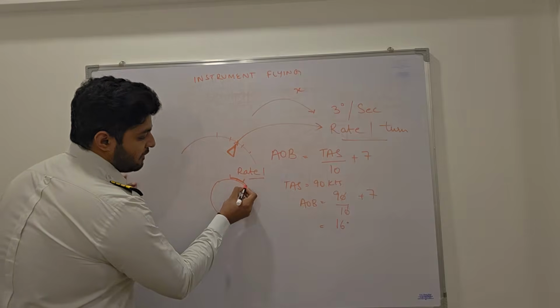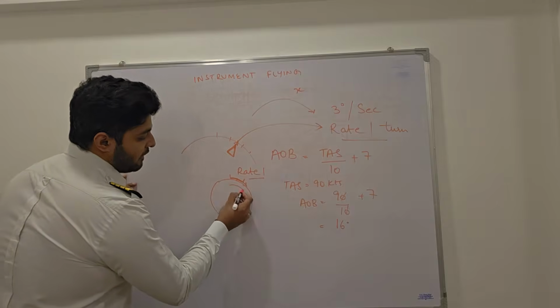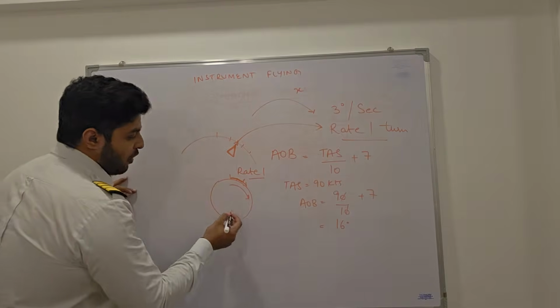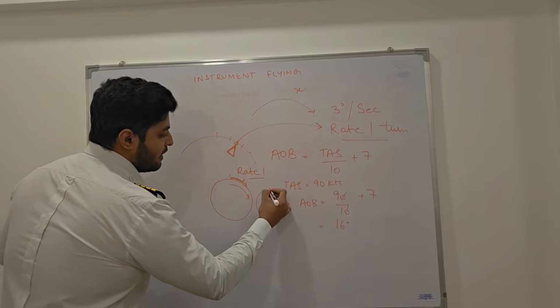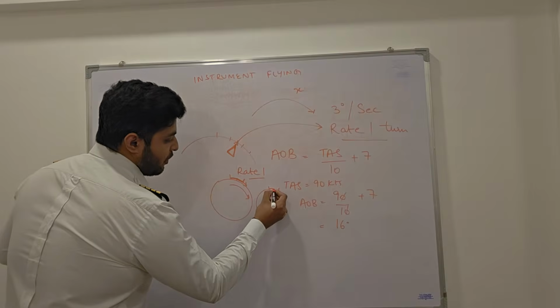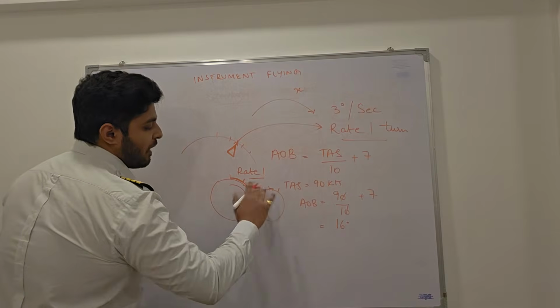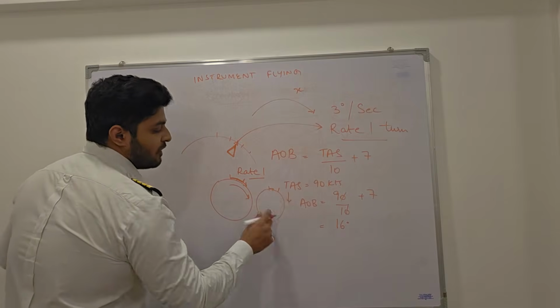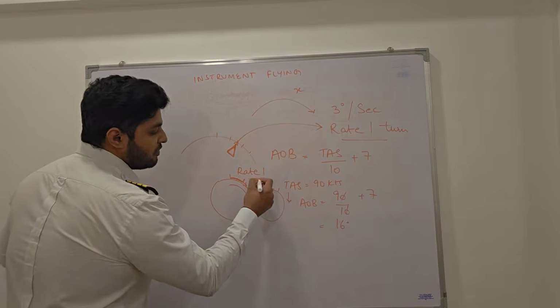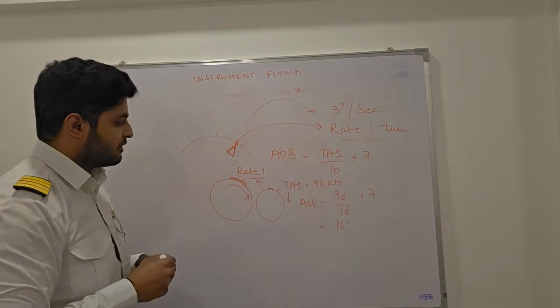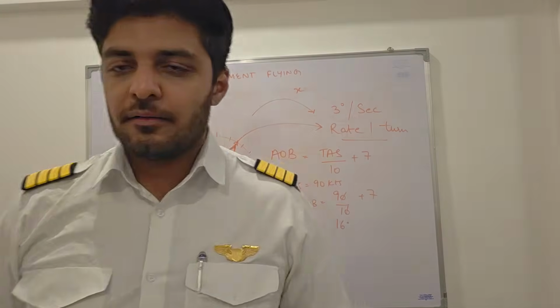If it crosses this line, there is an arrow mark showing that our heading is increasing faster than required. In a case in which it is not even reaching this point, it means the angle of bank is shallower, so we need to bank more to reach rate 1. So this is about rate 1 turn.